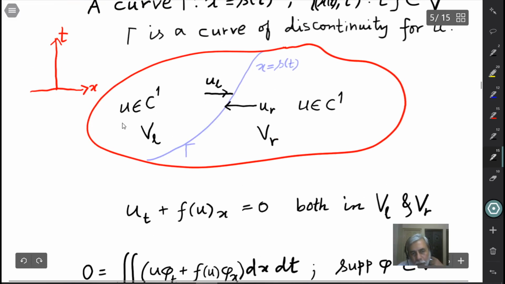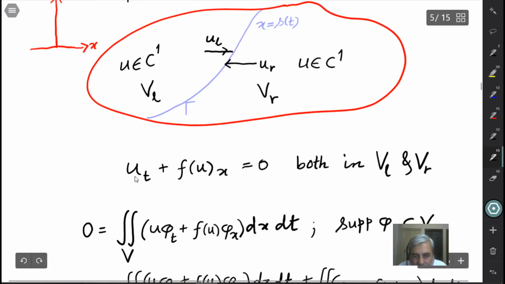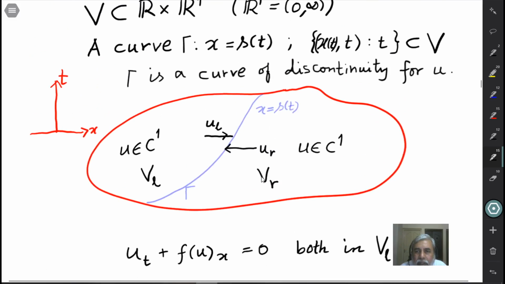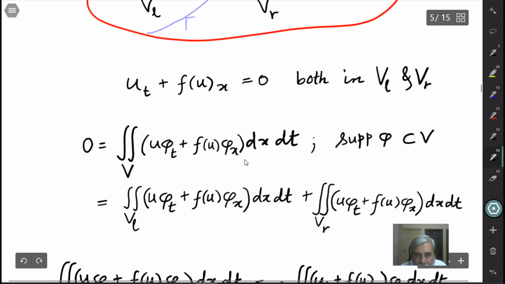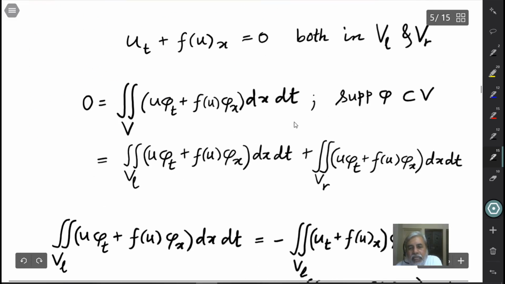Since we are assuming U is C1 in both V L and V R, as we saw in the previous class, this U satisfies the equation both in V L and V R. Though it is a weak solution, since it is C1 here, at those points it satisfies the differential equation pointwise. Now you start with the definition of the weak solution. We are assuming U is a weak solution, so this holds true for all test functions phi. There is another term coming from the initial data, but if we assume that the support of phi is in V and 0 is not included there, so that phi of x, 0 is 0, that other term is not there.